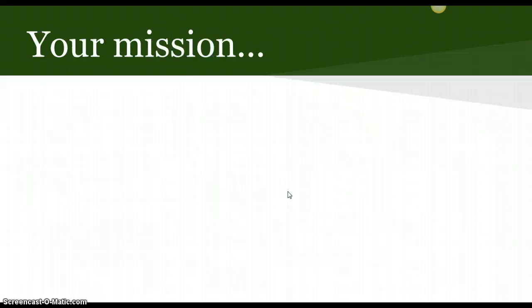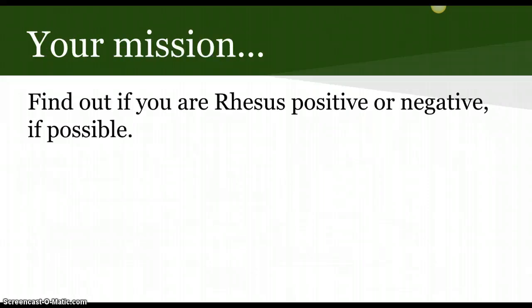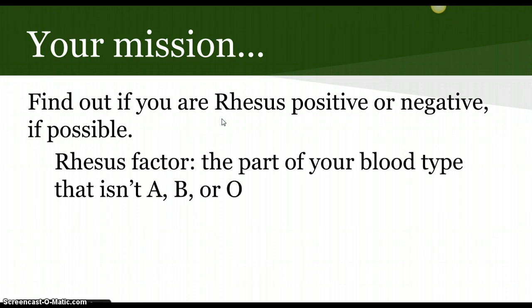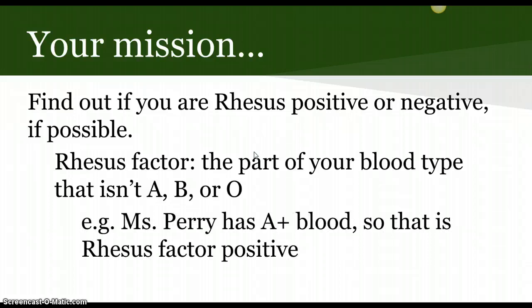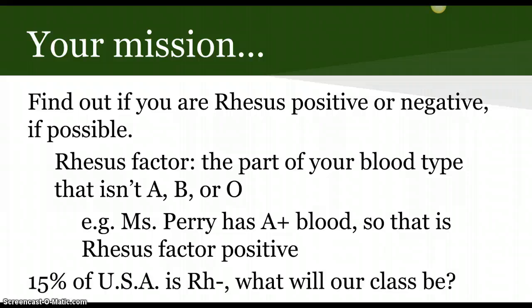All right, your next mission is to find out if you're rhesus positive or negative, if you can. So the rhesus factor is the part of your blood type that isn't A, B, or O. For example, I have A positive blood, so that means that my rhesus factor is plus or positive. If you can't find out your blood type, you just don't know it, then go ahead and just pick whether you'd like to be positive or negative and write it down on your worksheet.